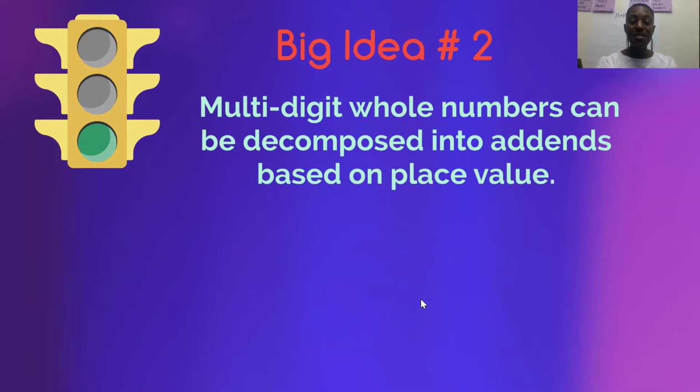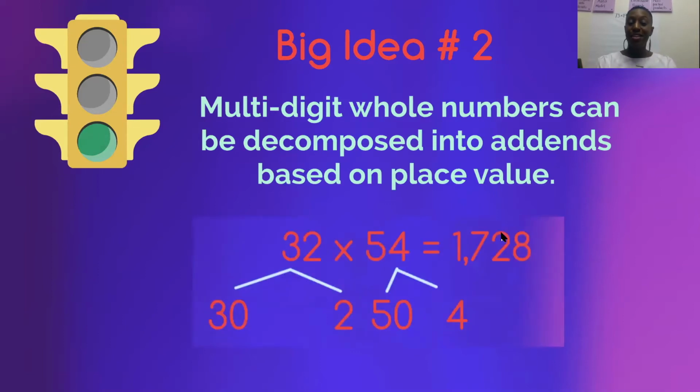But that's not the only way that we can decompose a factor. We can also decompose a factor into addends based on place value. Let's check this example out. We've been using this way a lot because it makes multiplication very, very friendly for us. So we're going to get a chance to practice that example behind us today using decomposition into addends by place value so we can get really, really good at it.